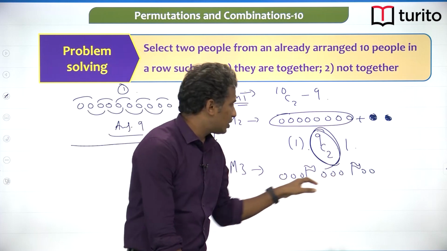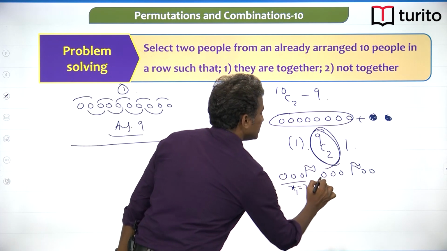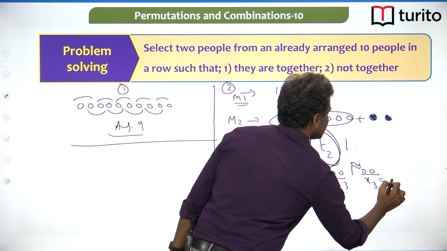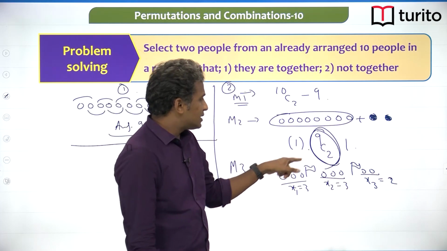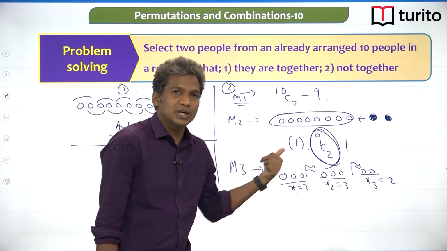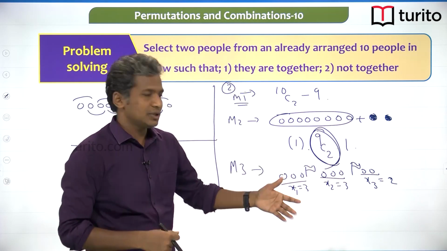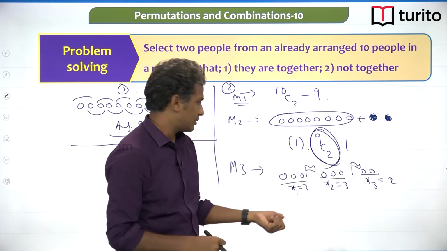Now what are these numbers representing? This becomes my x1, which is 3, this becomes my x2, which is 3, and this becomes my x3, which is 2. So basically these flags are my selection. You can also understand it this way: in total there are only 10, 2 flags and 8 balls. You can also imagine these flags as black balls, it does not matter.